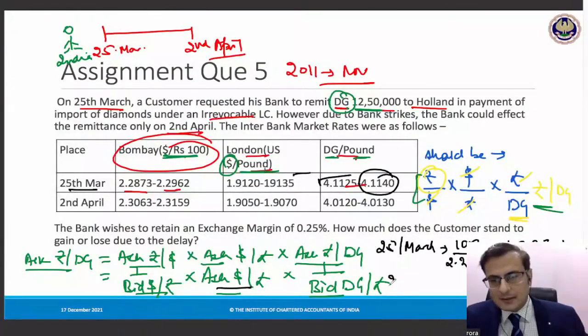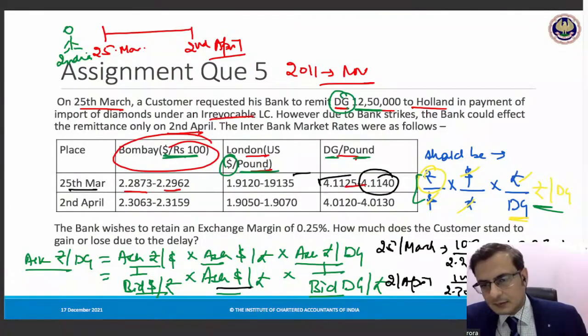And similarly for 2nd April, which is 100 by 2.3063, same rates we have to take, and 1.9070. Okay, clear? And 1 by 4.0120.